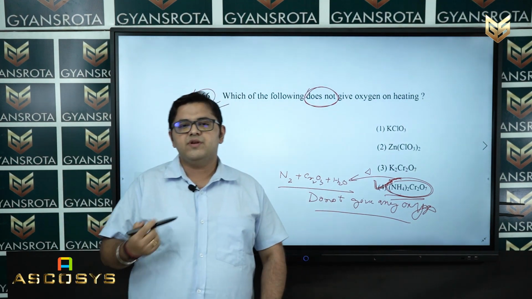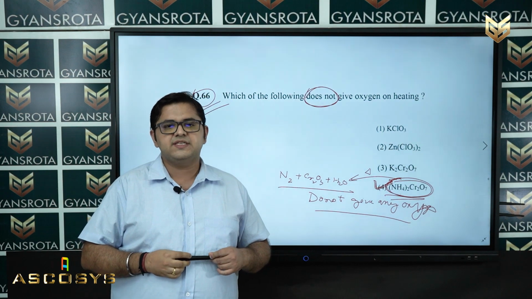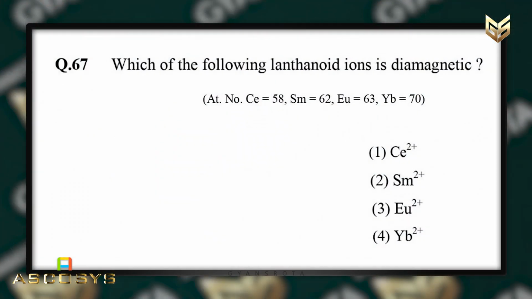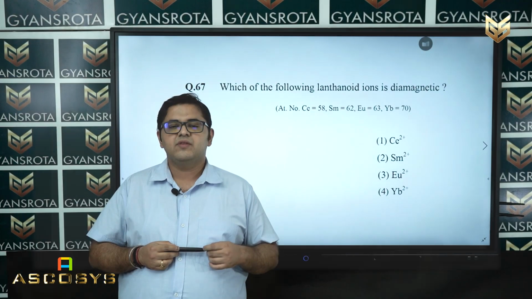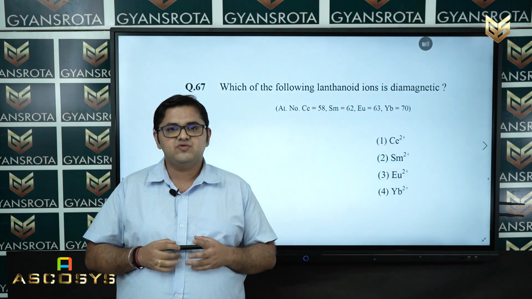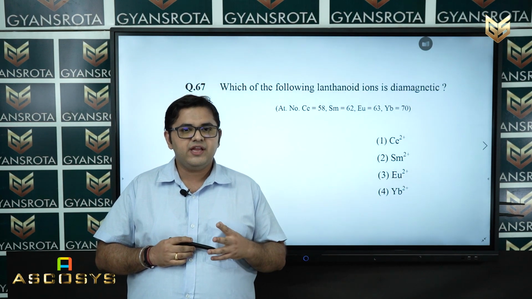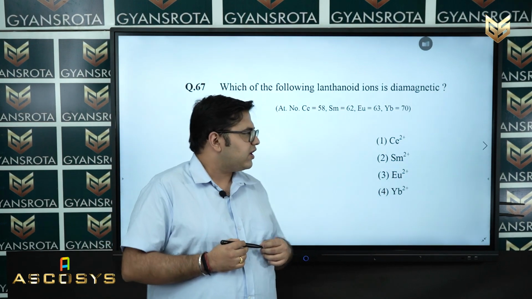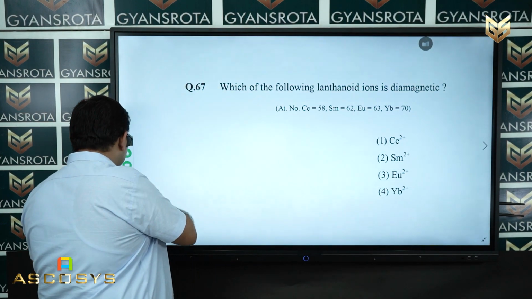So, now we are moving to another question, that is question number 67. Question number 67 is on your screen. Which of the following lanthanide ions is diamagnetic? This question comes from the D and F block elements of your class 12 NCERT. It is a very easy answer. So, now we are moving to the solution part.